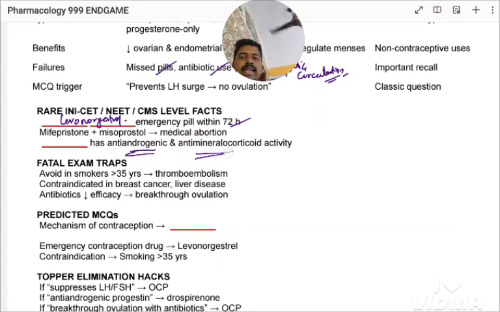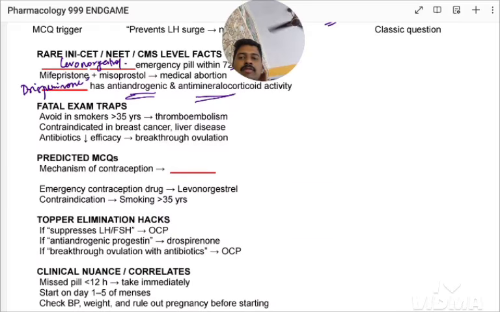Which drug has anti-androgenic and anti-mineralocorticoid activity? Yes, very good. Drospirenone. Next, what is the mechanism of contraception? Yes, it is inhibition of the LH surge. The LH surge won't happen, so it will inhibit ovulation.